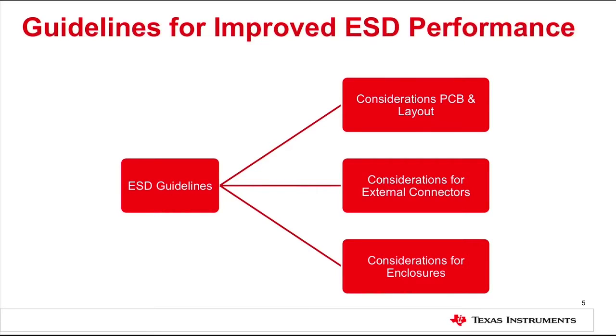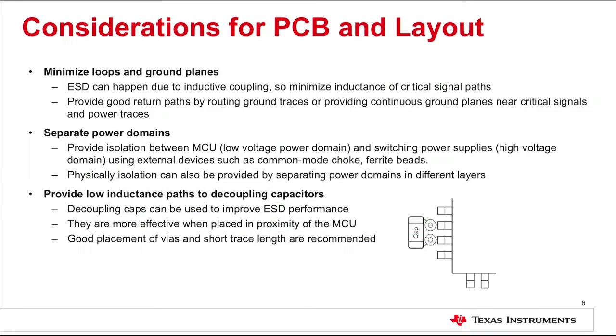To make the discussion easier, we can group the guidelines in 3 categories: guidelines for layout and PCB design, considerations for external connectors, and considerations for enclosures. Let us briefly talk about the layout and routing first. As much as possible, try to minimize the loops and ground planes to reduce possibility of inductive coupling. Providing return paths or continuous ground planes is recommended whenever feasible.